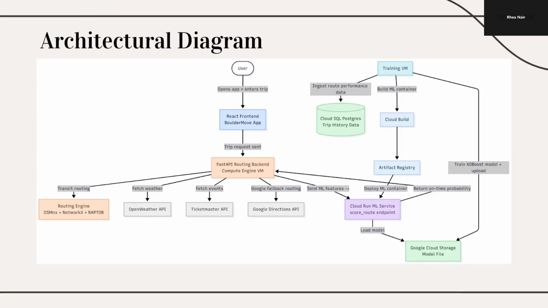On the top right is our training side, which is separate from our live app: a dedicated VM where we run offline training jobs. It pulls the historical trip data from Cloud SQL and transforms it into ML features, and it trains the XGBoost model, which is then uploaded to our Google Cloud Storage. This is long-term storage for the latest production model. The model file sits here, ready to be loaded by the online ML service.